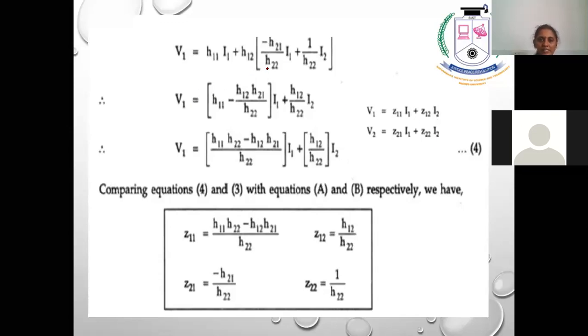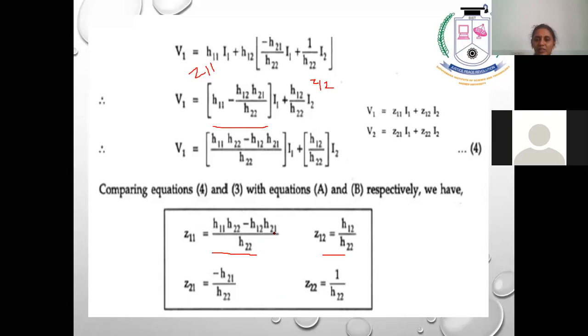When I rearrange, I get H11 minus H12 H21 by H22 into I1 plus H12 by H22 into I2. So this will be the value for Z11. Z11 you can write as H11 into H22 minus H12 into H21 divided by H22. And Z12 is equal to H12 by H22. The other two we had obtained in the previous condition itself. Likewise, you will be comparing each parameter and finding out the value.